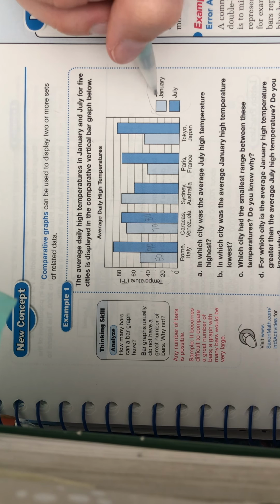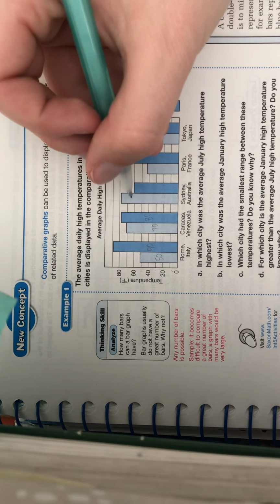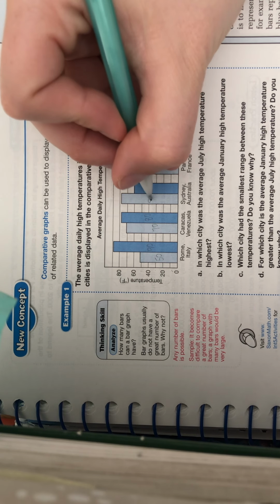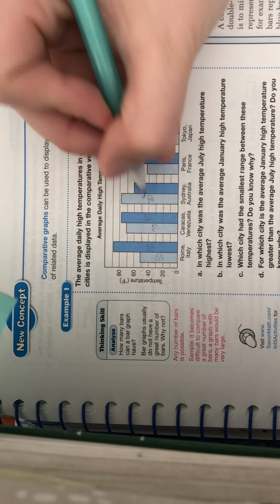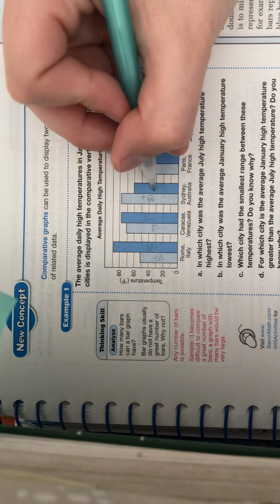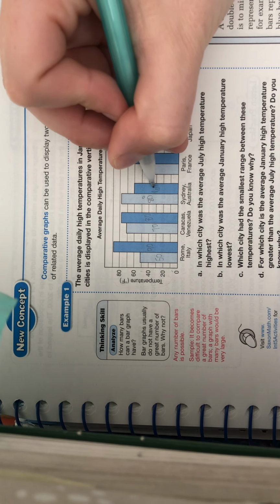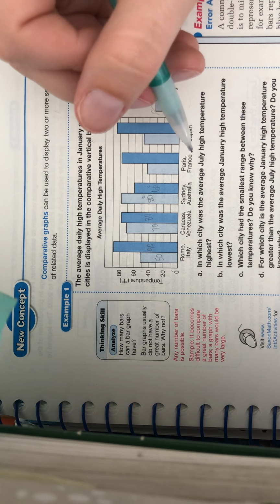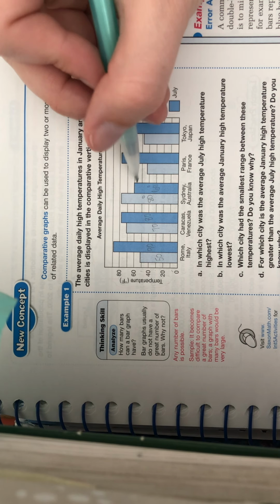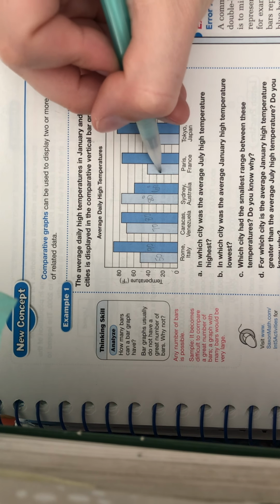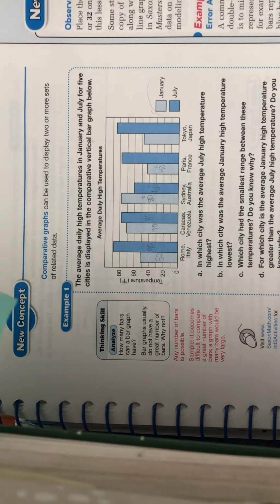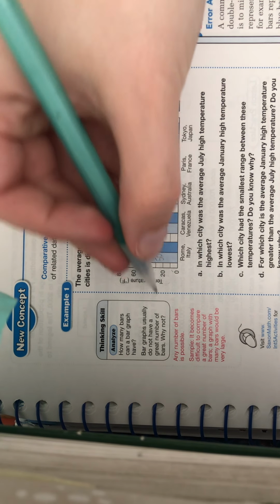Sydney, Australia, in January, it was about 80 degrees. July was about 60 degrees. Paris, you can see it's about 40. And I don't know how easy it is for you to see these lines and how they match up with my book. So again, look in your book. It's going to help you see it better too.